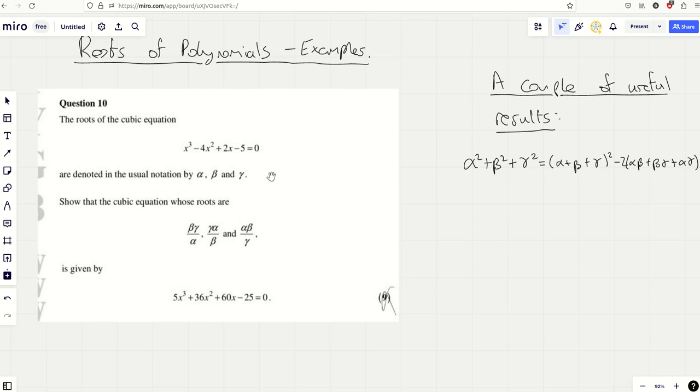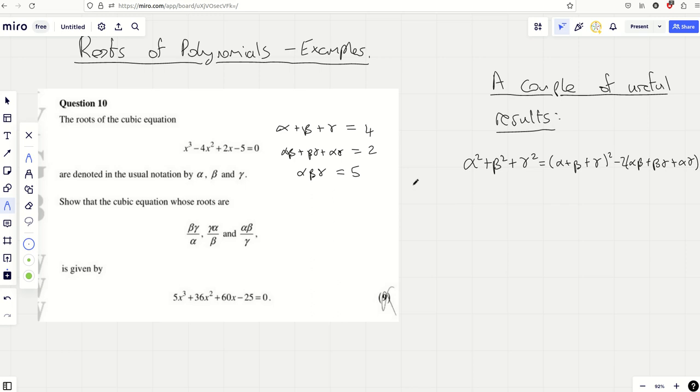I think we'd start by thinking, okay, we know the actual cubic, so we're going to go alpha plus beta plus gamma. Well, we just use the standard results. That's minus b over a, which is 4 in this case. Now we'll do the product pairs, alpha beta plus beta gamma plus alpha gamma. Well, that's going to be equal to c over a, so that's 2. And then finally, the product of the roots is just going to be minus d over a, which is 5 here. And so we get that result, and that's very nice.